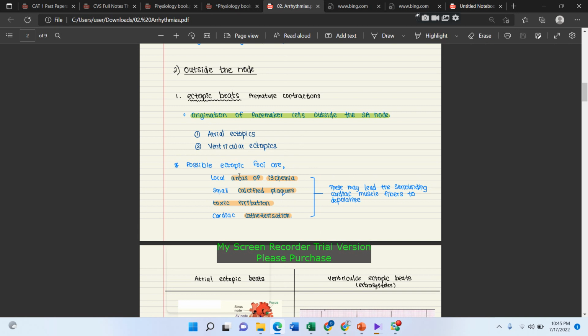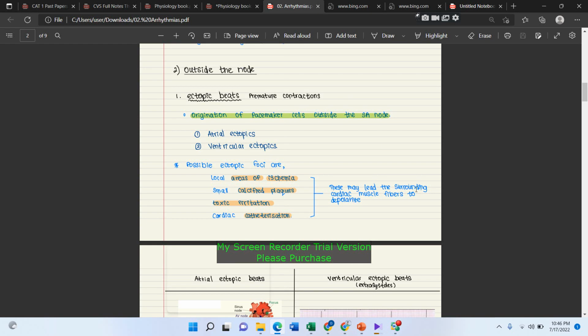local areas of ischemia. Due to this disease condition called ischemia, some local areas can act as pacemaker cells. Then small calcified plaques: calcium gets collected and accumulated in the heart muscle at some places, and they make calcified plaques. So they also get the ability of depolarizing the surrounding cardiac muscles. And then toxic irritations.